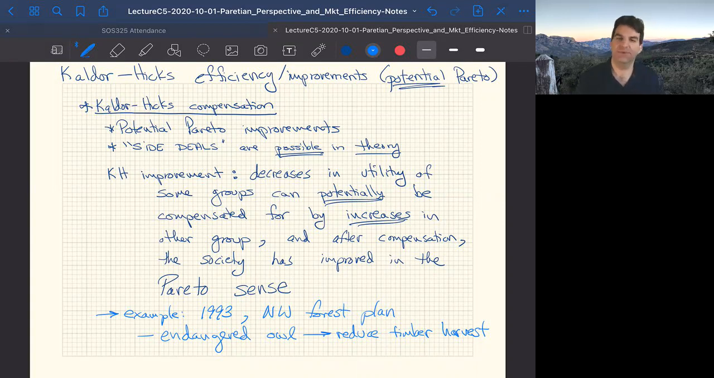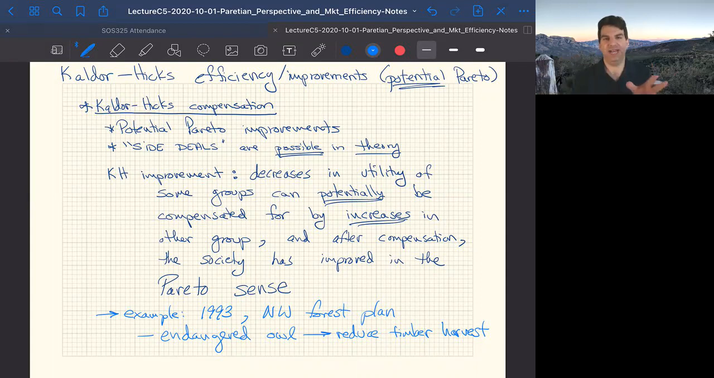Now, the kicker, again, as I mentioned in response to the chat, is that actual compensation for the timber industry didn't have to happen. It would still be a Kaldor-Hicks improvement. Just the fact that it could happen, just the fact that people were willing to pay the extra tax that would generate enough revenue. You can ask people to vote on it: how much are you willing to pay in taxes to make sure we protect this owl? And people say, I'll pay another certain amount per acre or whatever, but they're willing to pay for the owl.